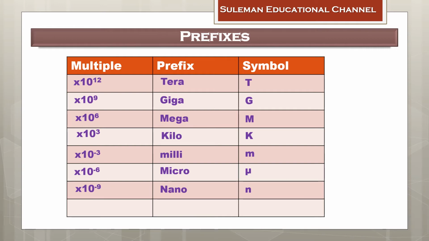Multiply with 10 to the power minus 9. The prefix used is nano and is represented by the symbol n. Multiply with 10 to the power minus 12. The prefix used is pico and the symbol used is p.